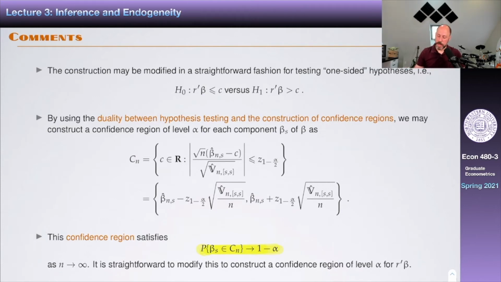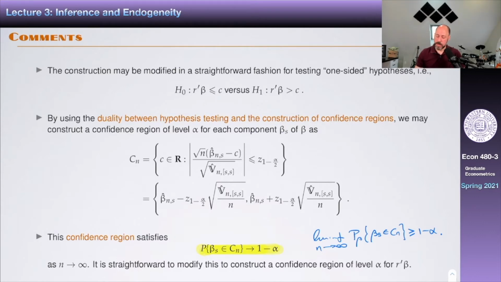Again, if you ask yourself what you want out of a confidence interval, you will want something like this, which is the limit as n goes to infinity of the probability that beta, let's say beta s, is contained in your confidence interval is greater than or equal to 1 minus alpha. In case we're getting something stronger, it is exactly 1 minus alpha.